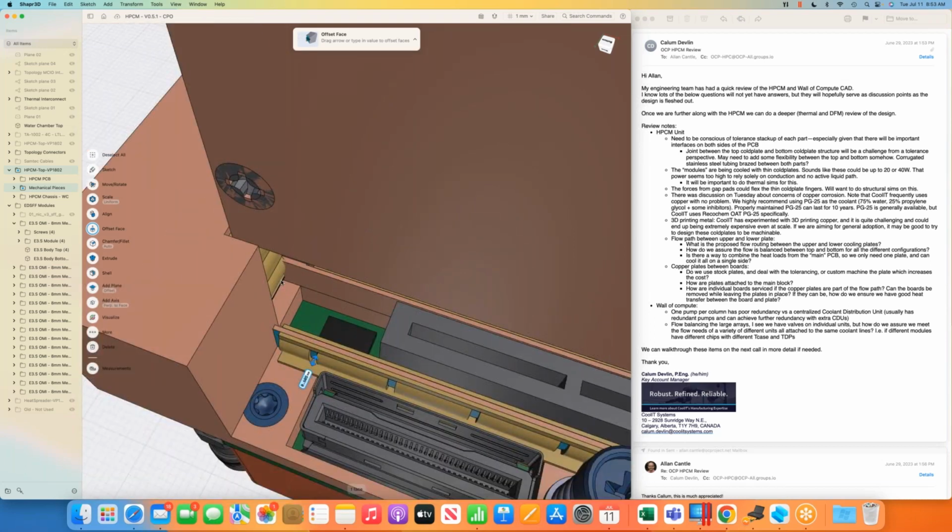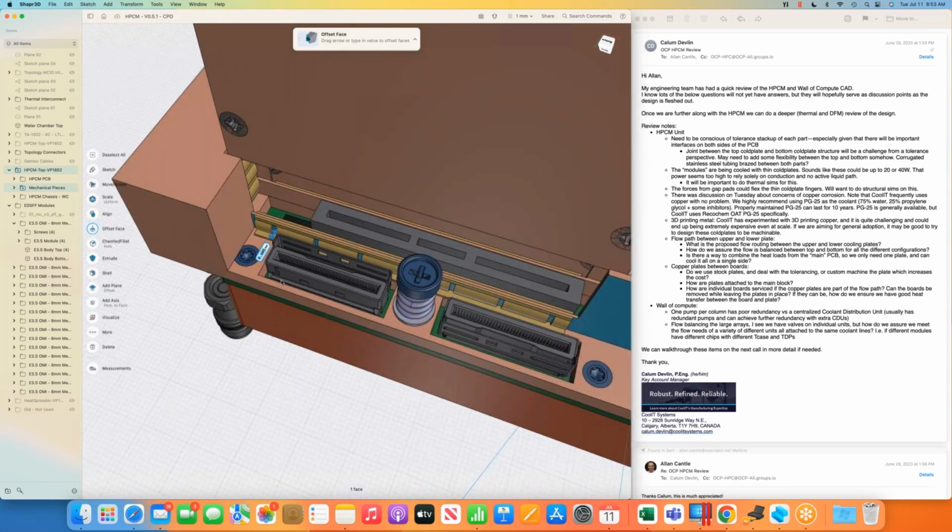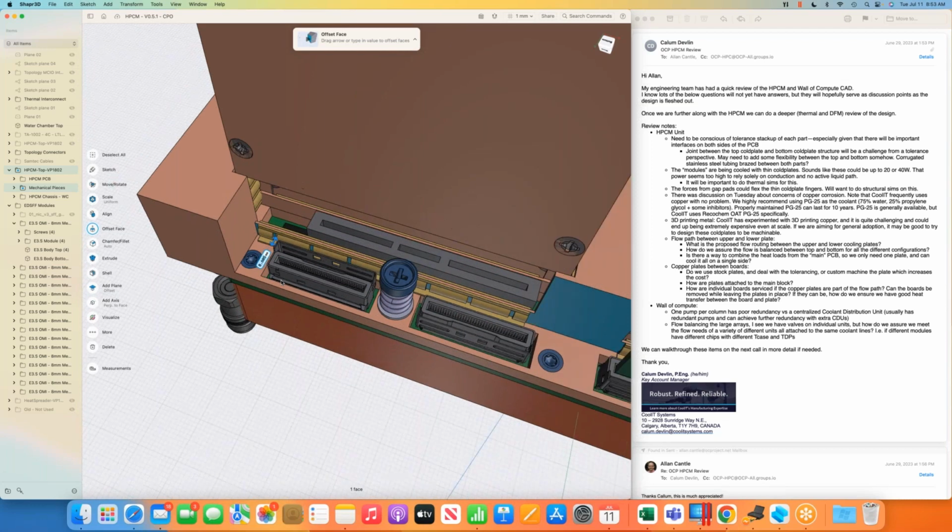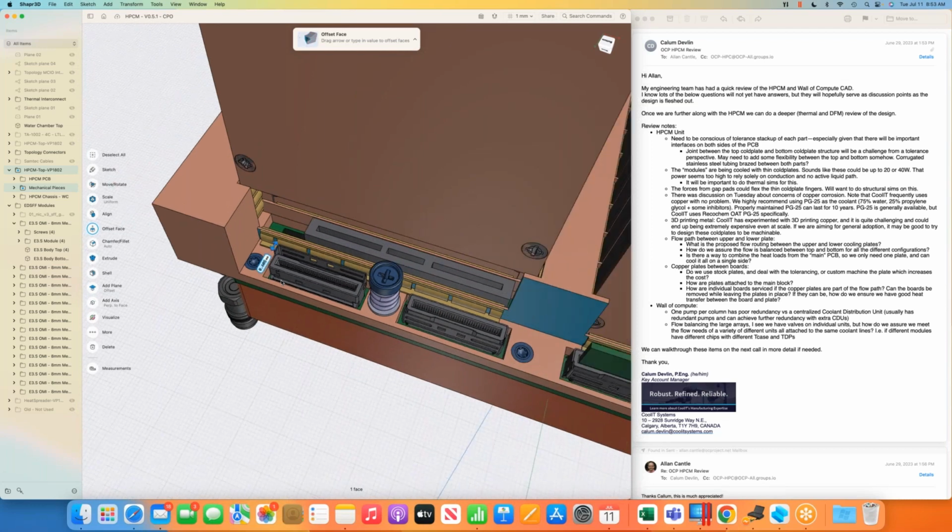Hey, Alan. Yep. This is Randy. I'm looking at those metal fenders, which are there for thermal purposes. And what are you saying that thermal interface material is?